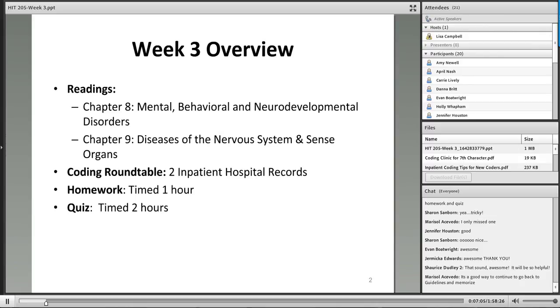Also, something that I should tell you, when you are posting your codes for your quiz, you do not need to provide any wording. So like, let's say it was diabetes mellitus. You don't need to provide the words diabetes mellitus and then the code. You just provide the actual code.